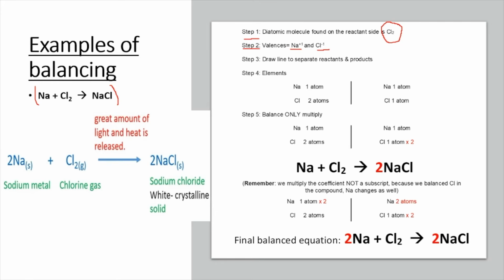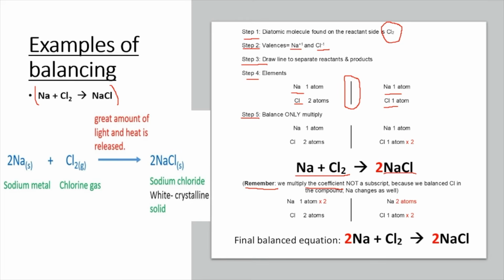As you can see here, we have already done step 1, and step 2 is not influenced on the product side as both are +1 and -1. Step 3 is to then draw a line, which is this one over here, that separates the reactants from the products. Step 4 is to write down the elements underneath the reactant side and the product side and how many atoms are found on each side. Step 5, we can now start balancing. Remember, when we balance, we only multiply the coefficient and not the subscript.